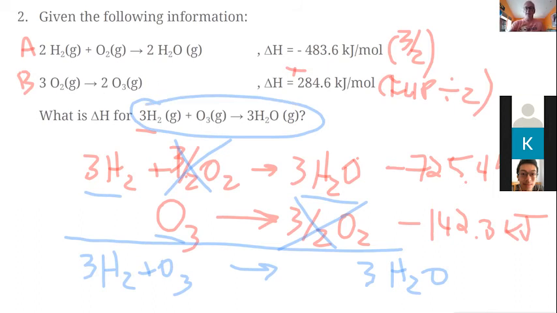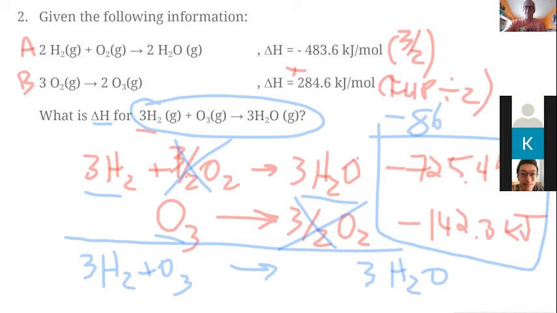So now we just add together these 2, and that will be our final answer. And you can always check these too. If you're working on these at home, you can go to Google and say, 3H2 plus O3 makes 3H2O energy, and it will give you the delta H. It should be the same answer that you come up with using Hess's law. So that's our final answer: negative 867.7 kilojoules. There you go.